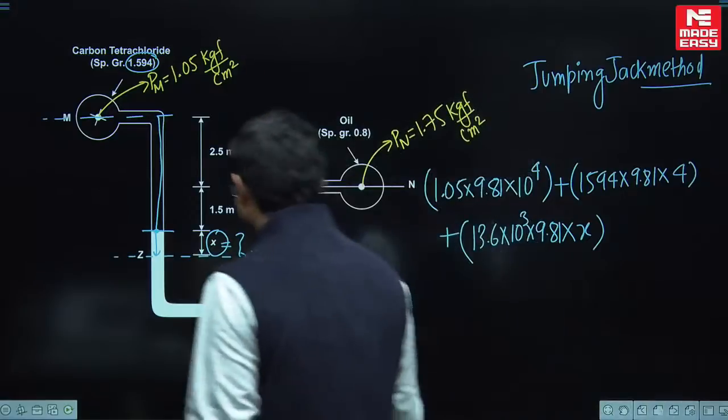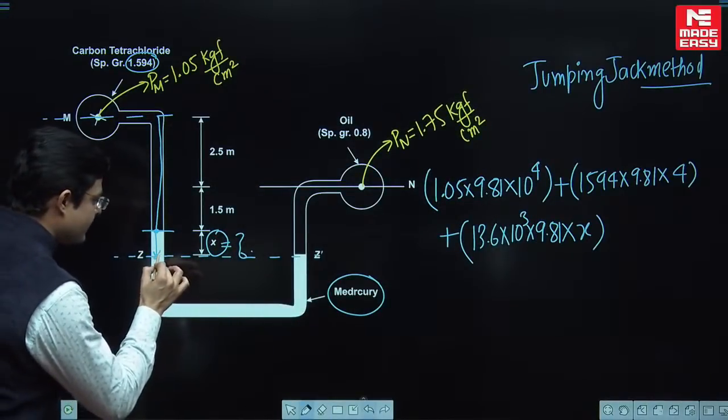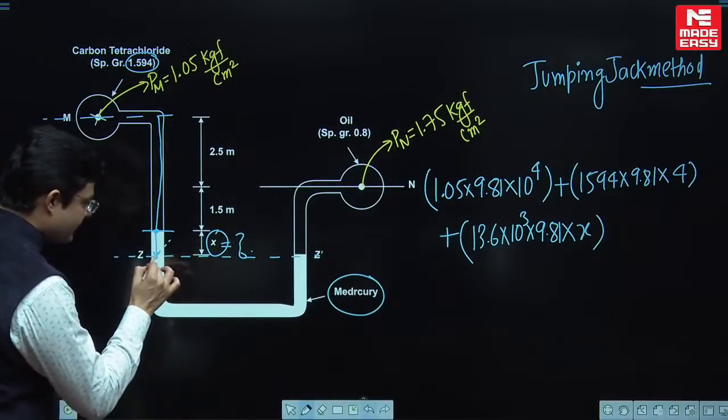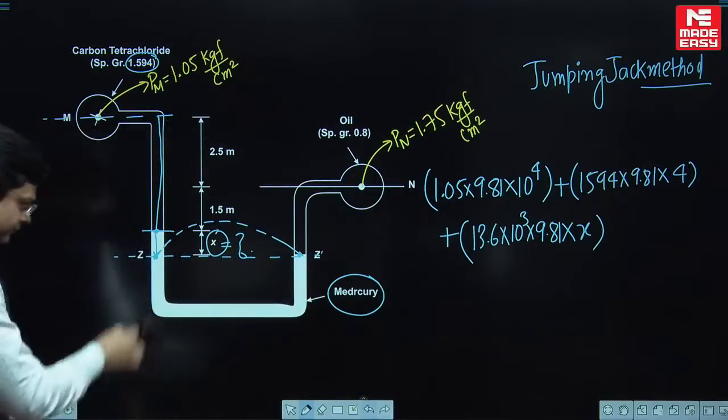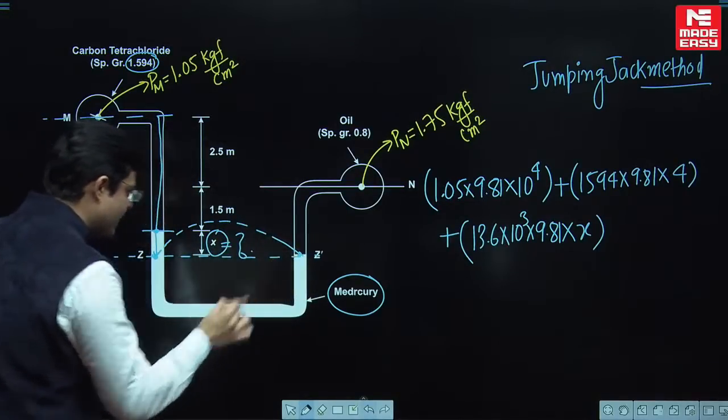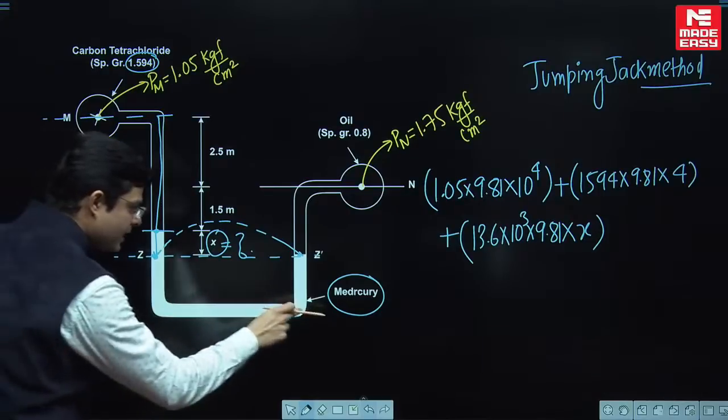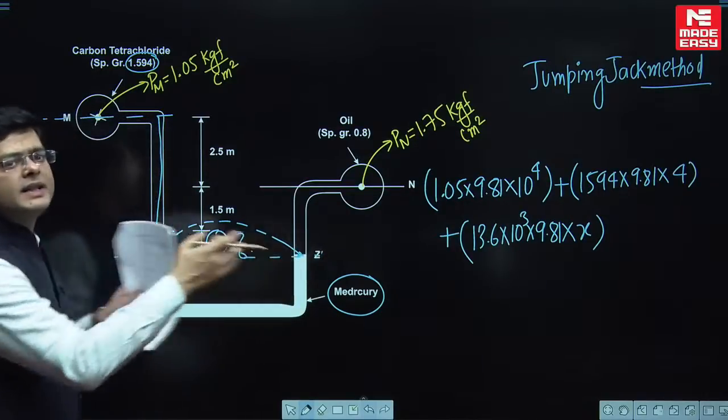Now the next important thing, everybody knows that this is the jumping jack method. The pressure at this particular point is the same as the pressure at this point. So you can directly jump from here to here, because if you move vertically down from here and then come in again from here, that will get cancelled out.